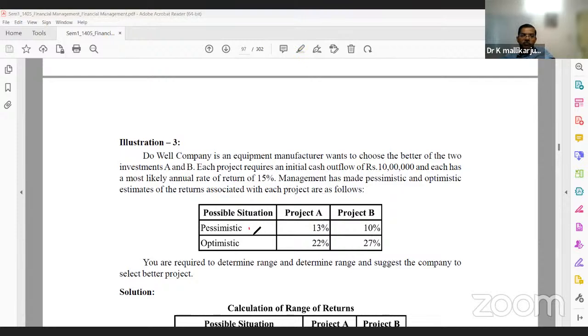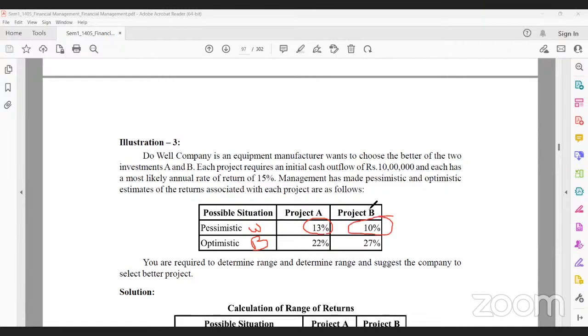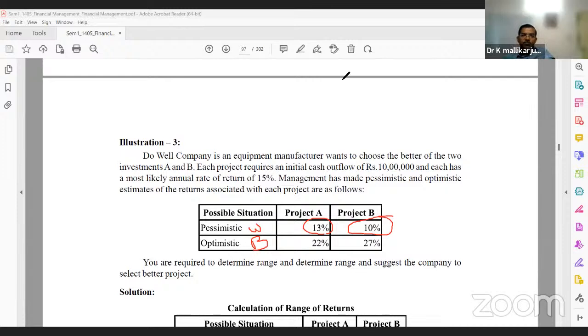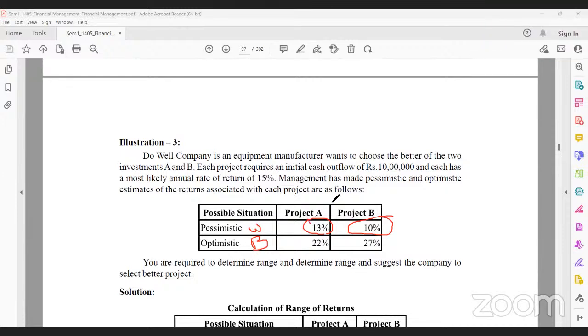So pessimistic means the worst situation. This is the best situation. The firm has only two ways, either best or worst. There is no third choice, suppose. If it is the worst case, project A generates 13% return and B generates 10%. So which one is better in the worst case, A or B? A is better, sir.